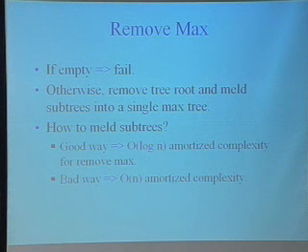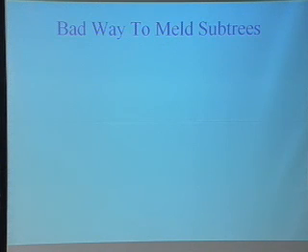I guess the trick, if you want to call it a trick in this structure, is how you do the melding of subtrees following a remove max, and also following an arbitrary remove, which we'll see in a moment. Now let's first take a look at a bad way. And for this, we'll see that the amortized complexity, the best provable amortized complexity, is order n.